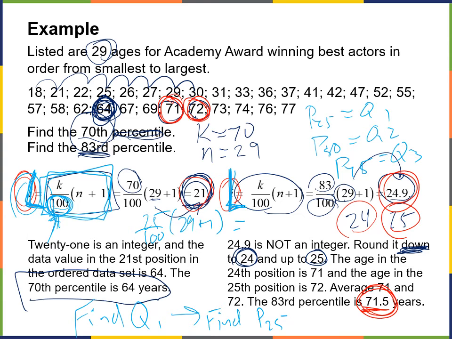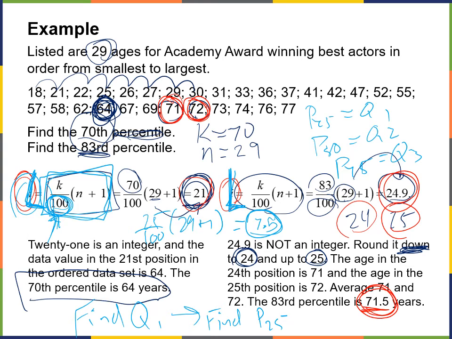Well, you know what? Let's just do it. We're here in this problem. So we would get 25 over 100 is 1/4. So then 30 divided by 4 would give us 7.5. That's a decimal, right? It's not a whole number. So what are we going to do? We're going to round it down and up. Round it down to 7, round it up to 8.